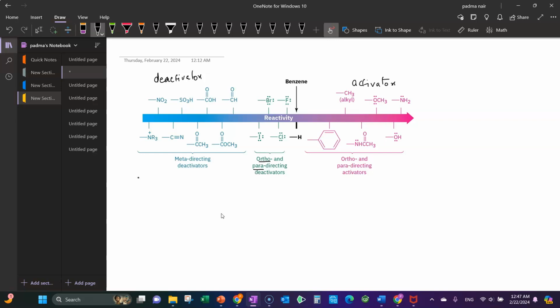Okay, so how do we know, like, what is the reason that a deactivator will direct the incoming group to a meta position and an activator to the ortho and para position? This can actually be explained by two effects. We call one the inductive effect, and the second one is the resonance effect.